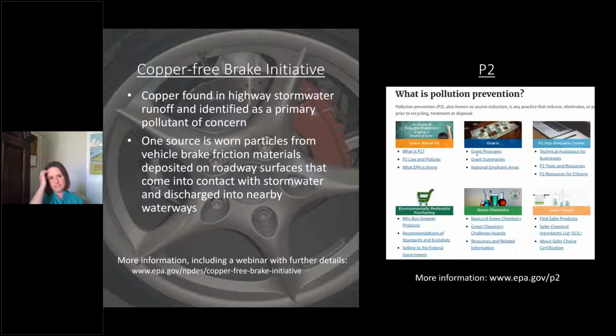I also wanted to take this opportunity to highlight another program at EPA. As you can see on the right-hand side of the screen, EPA has a P2, or pollution prevention, program. Through this program, there are grants available to provide technical assistance to businesses to help them develop and adopt source reduction practices. And as you can see on the bottom right of the screen, EPA also has a Safer Choice program, which helps consumers, businesses, and purchasers find products like cleaners and detergents that perform and contain ingredients that are safer for human health and the environment.